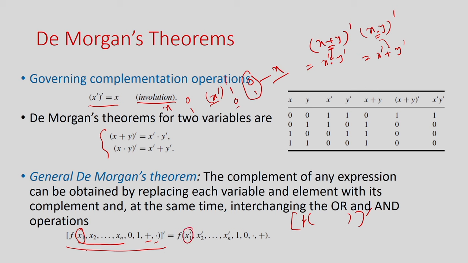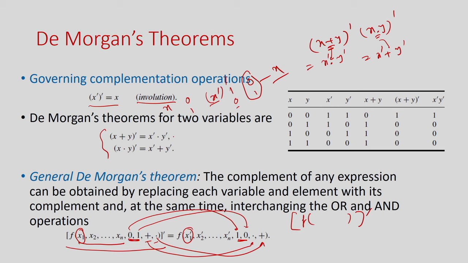So, every occurrence of x 1 bar will be replaced by x 1 bar. Similarly, if you have x 1 bar, that will be replaced by x 1, and 0 will be replaced by 1, 1 will be replaced by 0. You see here the order has changed, right. So, 0 replaced by 1, 1 replaced by 0, OR replaced by AND, AND replaced by OR. So, any big expression, if it is complemented, you can always write the exact expression of the complementation using De Morgan's theorem.